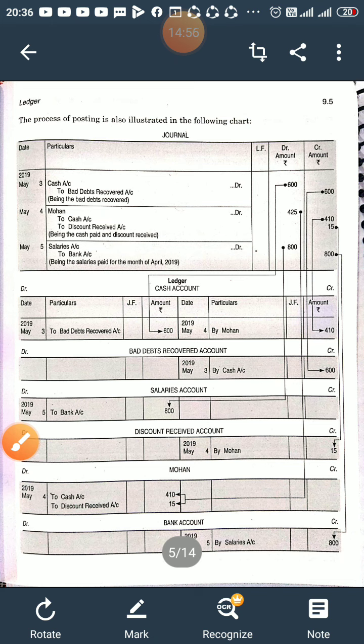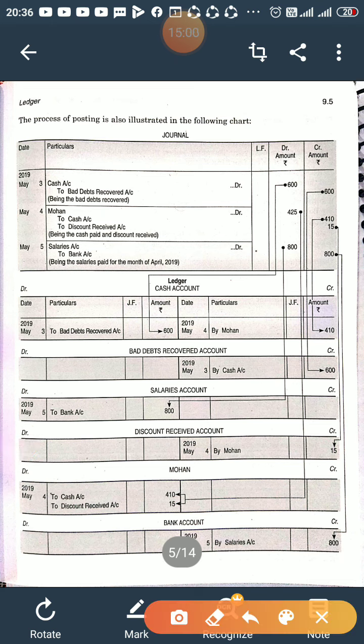The same way, suppose you have opened a bad debt recovered account. So bad debt recovered account has been credited. So you will put on the credit side the date column, and against the bad debt recovered, the account which is debited is cash. So you will write by cash, and you will put the amount of 600 here, right?